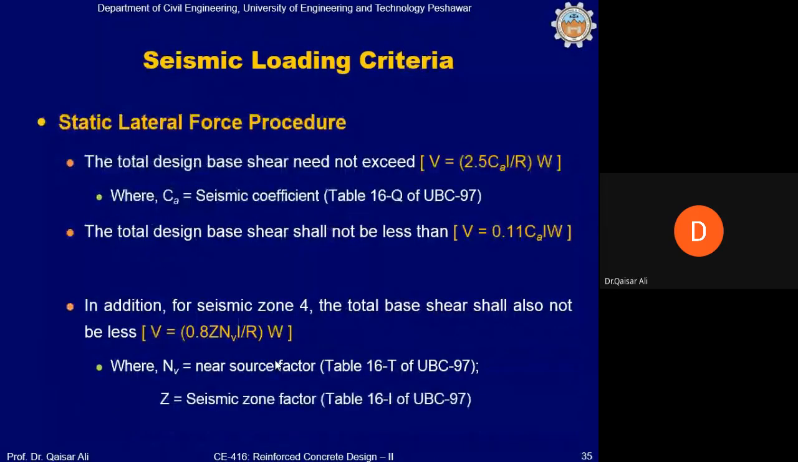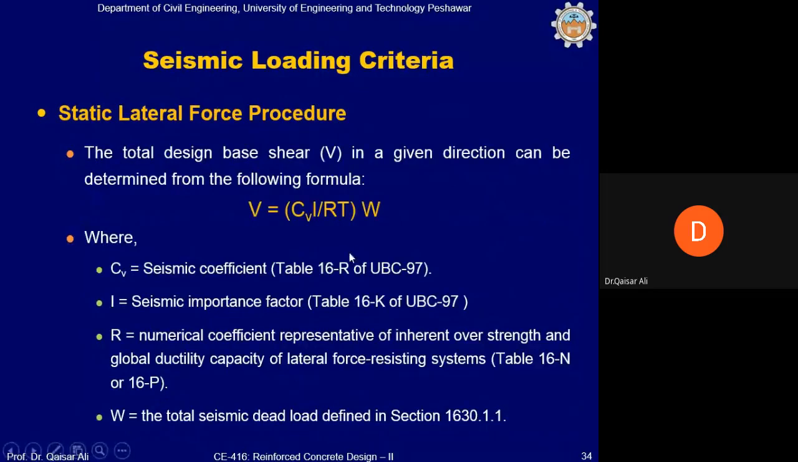the basic equations, you can see that the basic equation involves the factor CV, which is the seismic coefficient taken from table 16-R, UBC 97. This is the basic seismic coefficient. And the subscript V indicates that this coefficient is dependent on the velocity of the earthquake. Okay, and this is used in the main equation of the base shear.